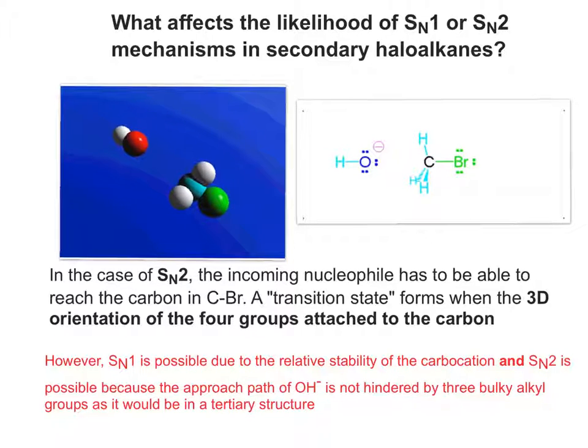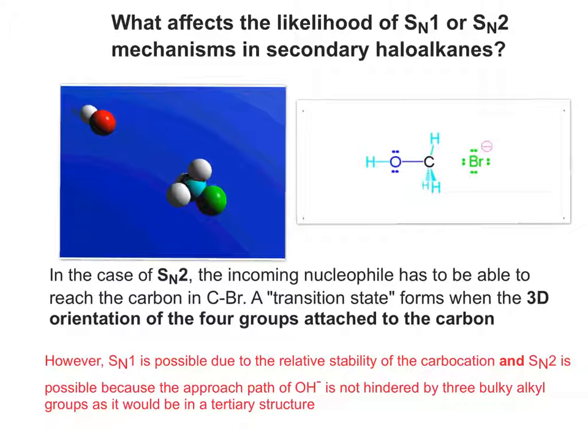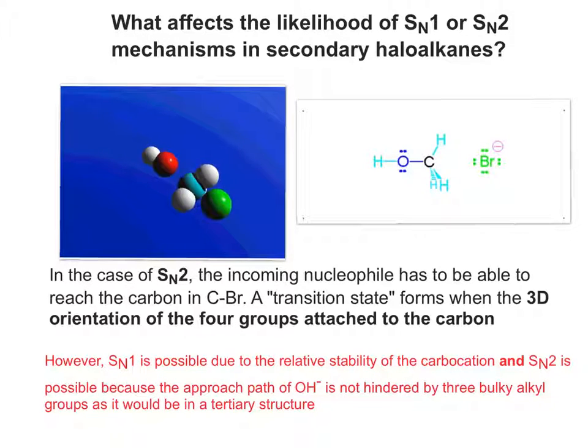Let's now look at the Sn1 equivalent. So this is the Sn2, where there are two species involved in the rate determining step, the OH minus and the haloalkane. The Sn1 version is when there's only one species involved, and that's the actual haloalkane itself.